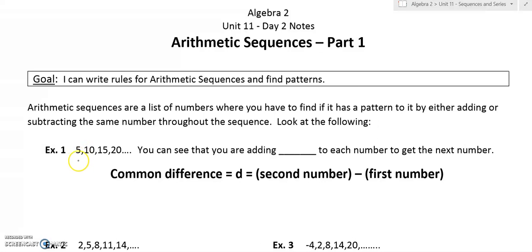So this one I have 5, then 10, then 15, then 20. Hopefully you can see that we are adding 5 to each number to get to the next. So from 5 to 10 I went up 5, from 10 to 15 I went up 5, and so on. It's that pattern each and every time. This thing is what we call the common difference. Common difference is that little d. You take the second number and you subtract it from the first number.